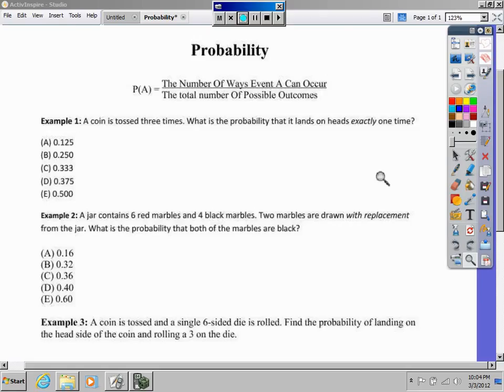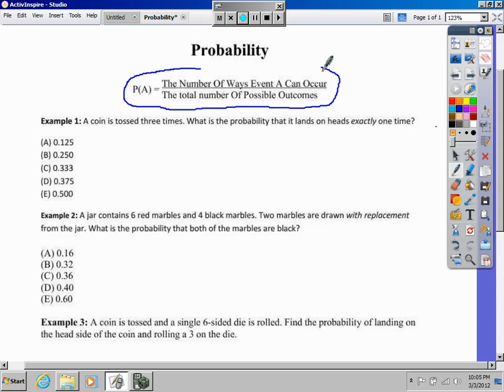Okay, this next topic we're going to look at probability, and really what probability is, with a couple of different examples and a real quick explanation. When we talk about the probability of an event, the probability of event A is the number of ways event A can occur divided by the total number of possible outcomes.